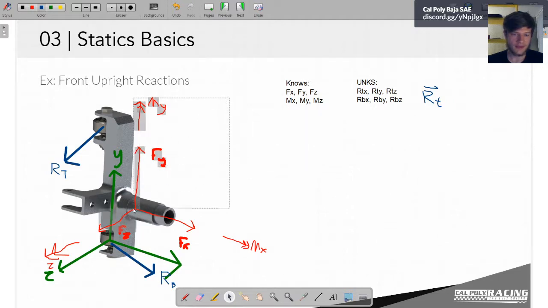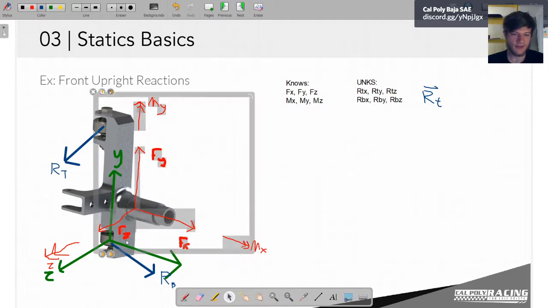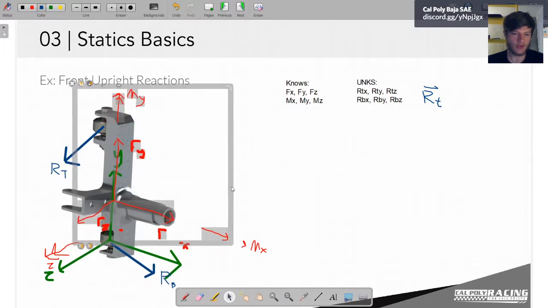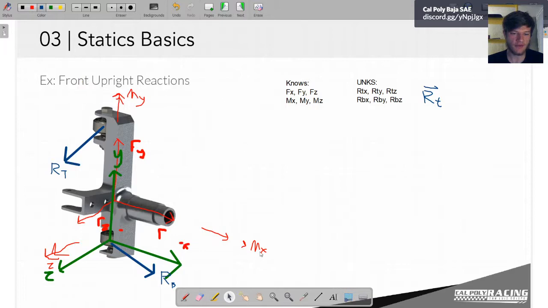Grab all of these. We'll grab all those and put it on the y-axis, but coming through the spindle. There we go. Okay. Put the F.